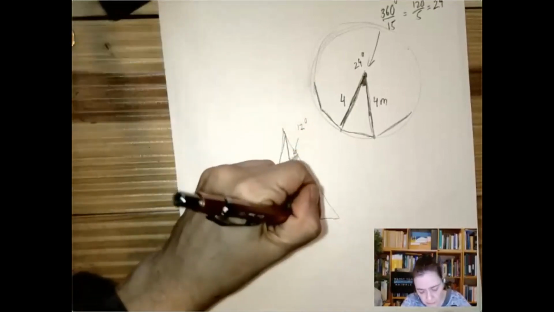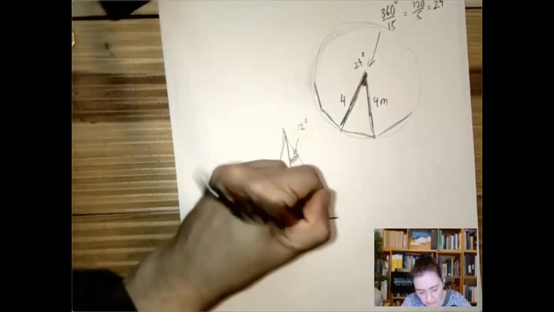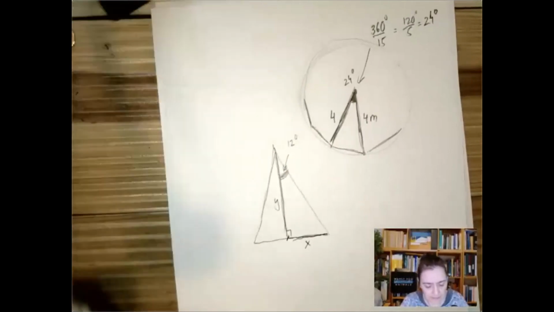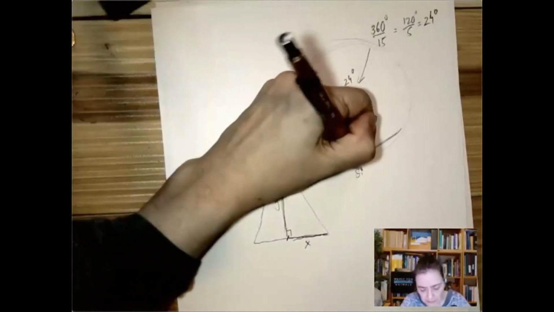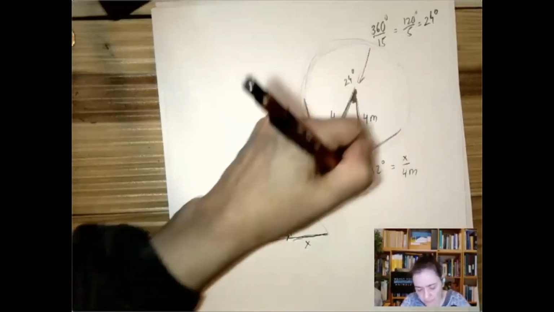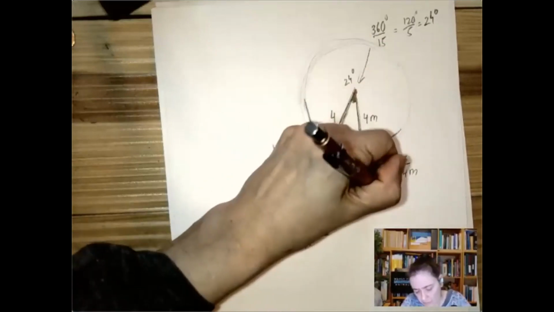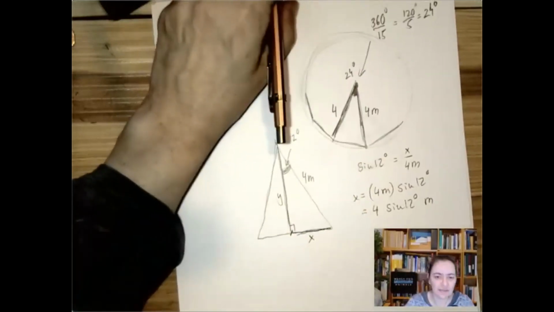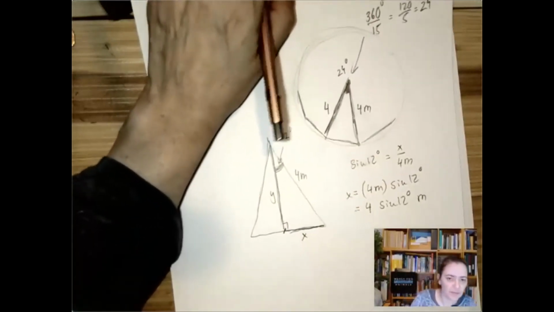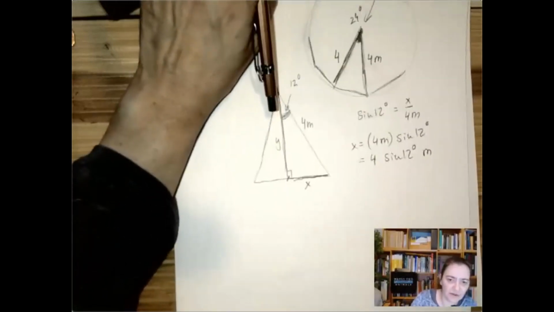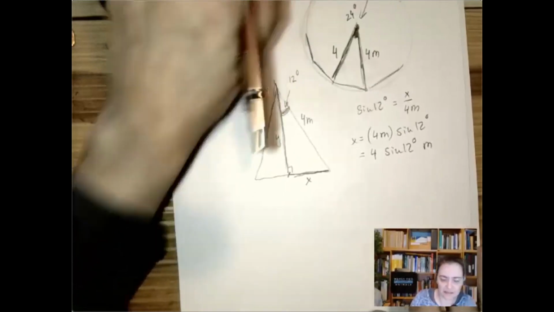And let's call this here X, let's call this here Y. And then sine of 12 degrees is X over 4 meters. Therefore, X is 4 meters times sine of 12 degrees. I know we were asked to find approximate values, but we're better off carrying the exact values inside the problem and just approximate at the end.